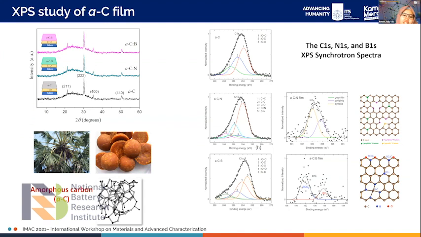So here is an example of our result in amorphous carbon films. Professor Darminto already explained. So here the amorphous carbon was synthesized from Palmyra sap, and we prepared a thick film on an ITO substrate and did the doping with boron and nitrogen. And by using XPS, we can clearly see the successful insertion of nitrogen and also boron into the carbon bonding, as shown in this figure.